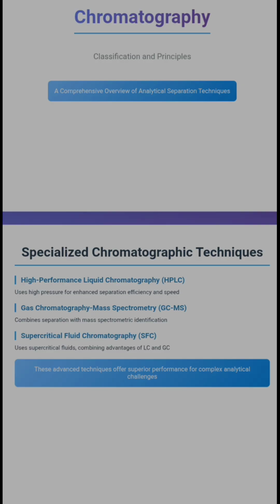Second, gas chromatography-mass spectrometry, also known as GC-MS. It combines separation with mass spectrometry identification. Third, supercritical fluid chromatography, SFC. It uses supercritical fluids, combining advantages of LC and GC. These advanced techniques offer high performance for complex analytical challenges.